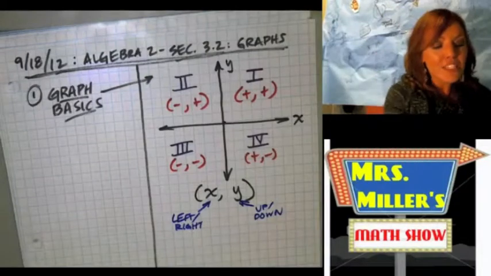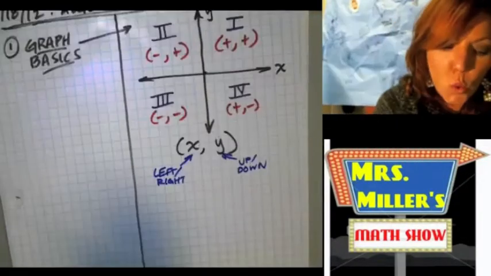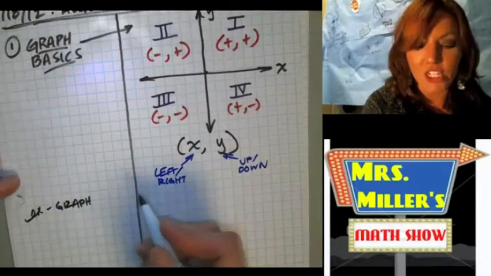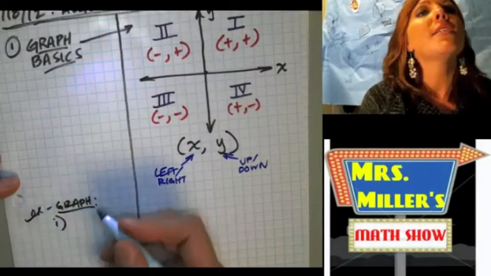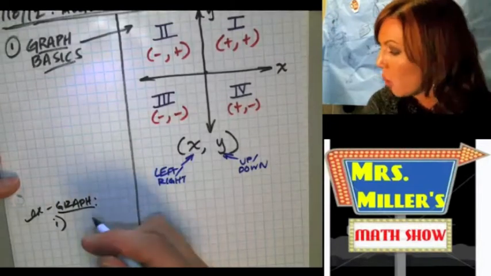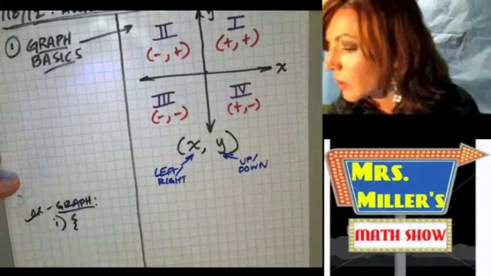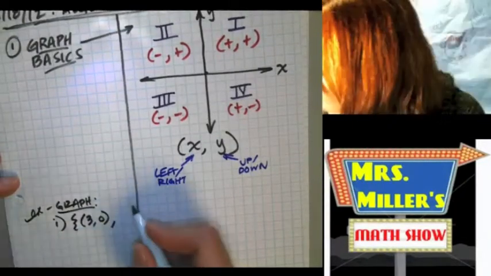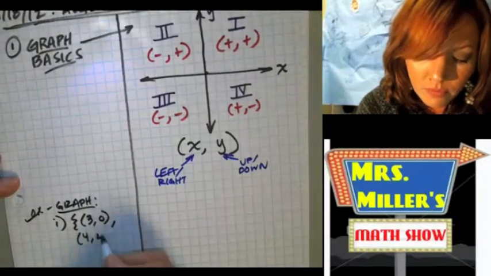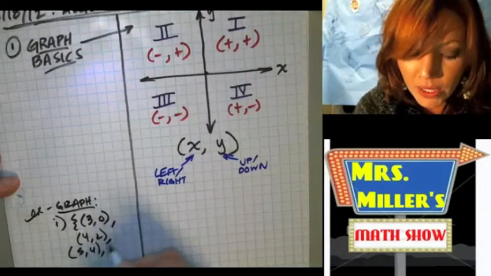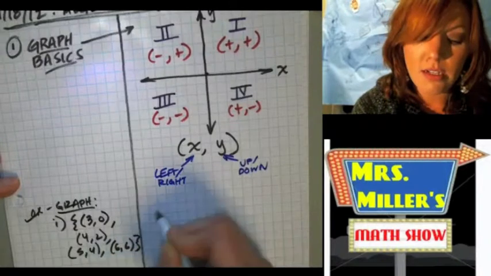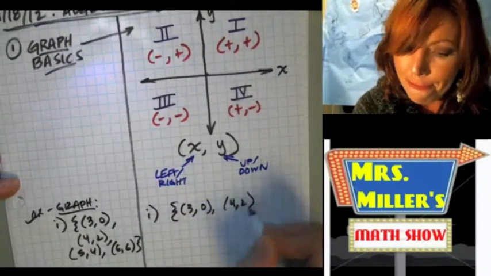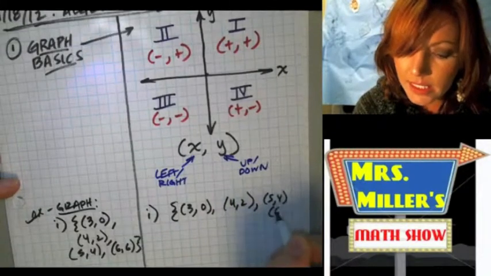Cool. All right, so let's start out really easy here. We're doing some graphing, but the first thing that we're going to graph is relations. Relations are just sets of ordered pairs, so we're just graphing points to start out with. The first relation that we're going to graph contains the points 3, 0, 4, 2, 5, 4, and 6, 6.